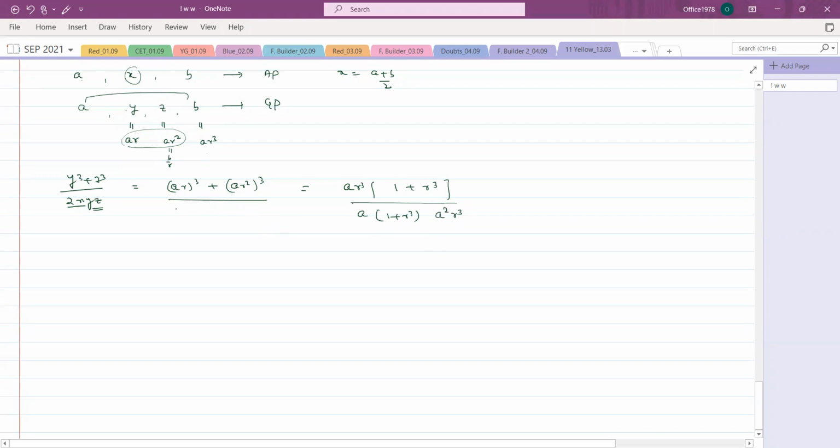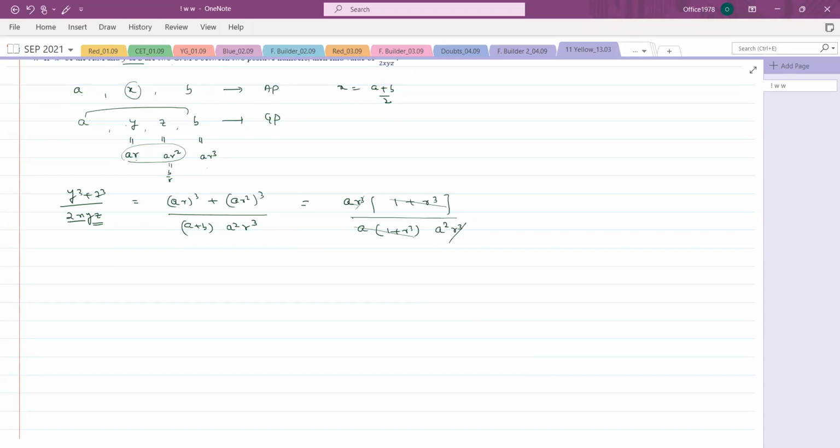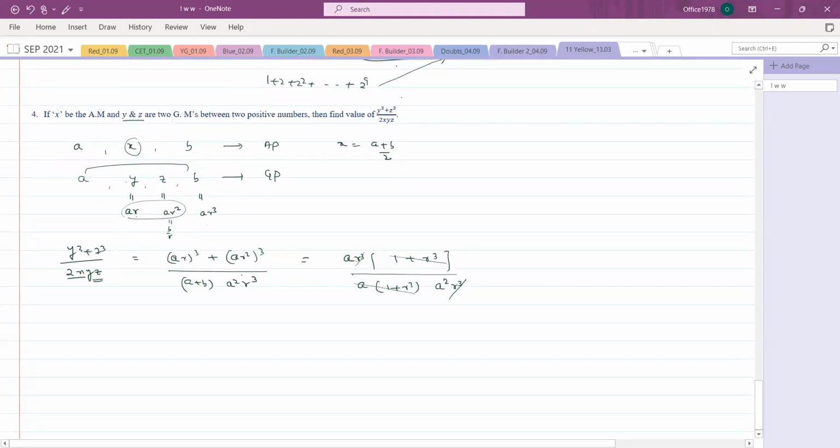Keep it like this. For 2x I write a plus b, and for yz you can write a square r raised to 3. Am I right? Then a cube r cube is common, and everything got cancelled. Did I make some mistake? Common is a cube r cube. Cancelled, all. Yes sir, everything cancelled. Answer is 1.